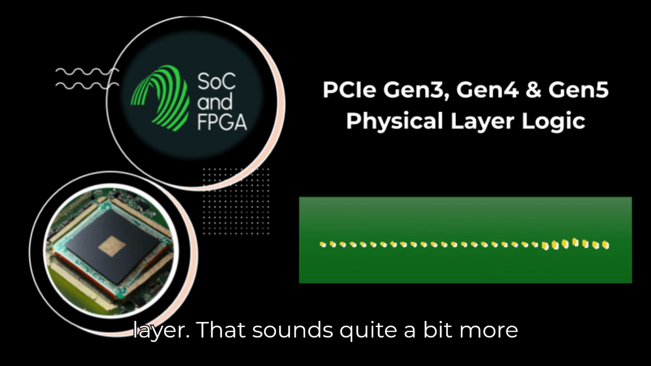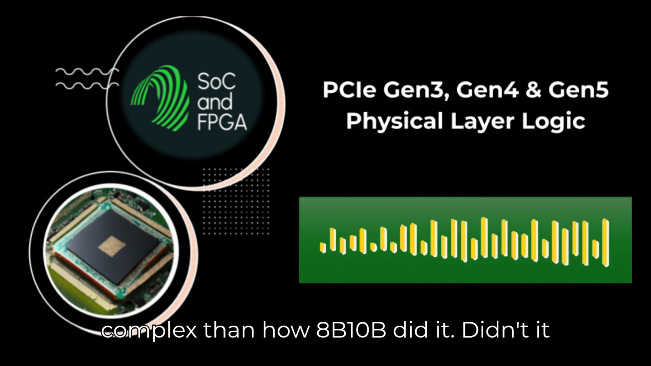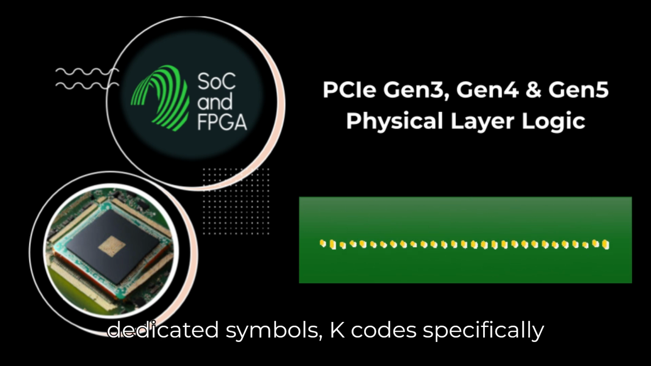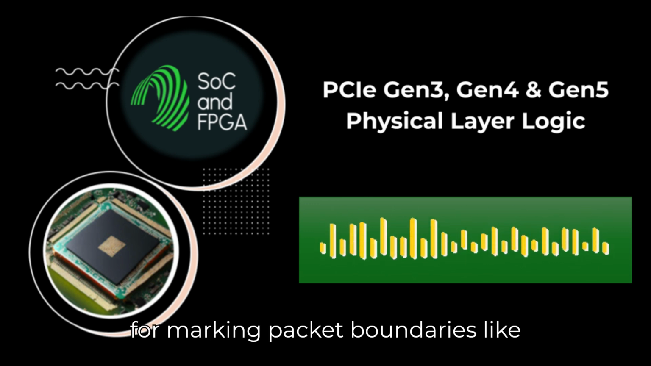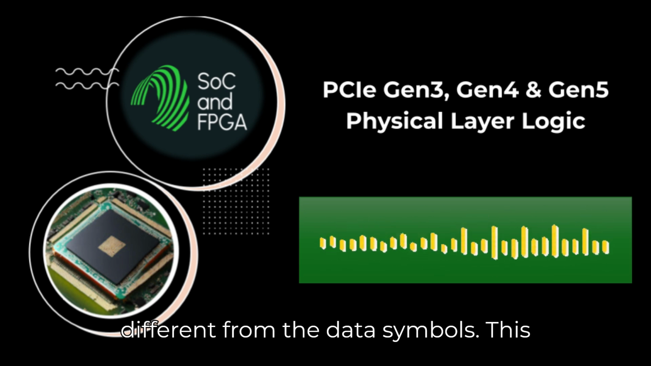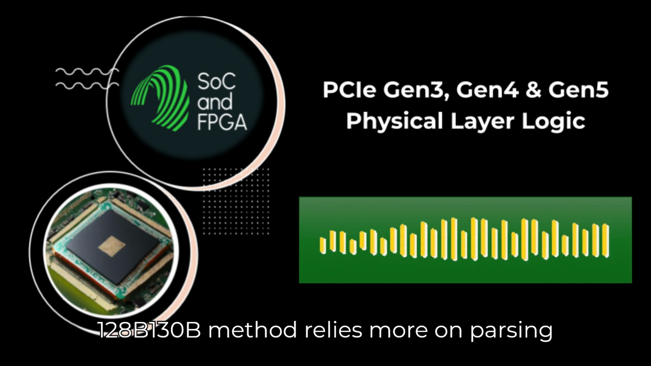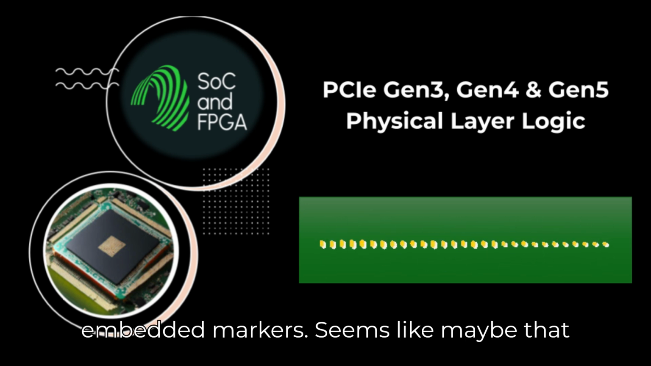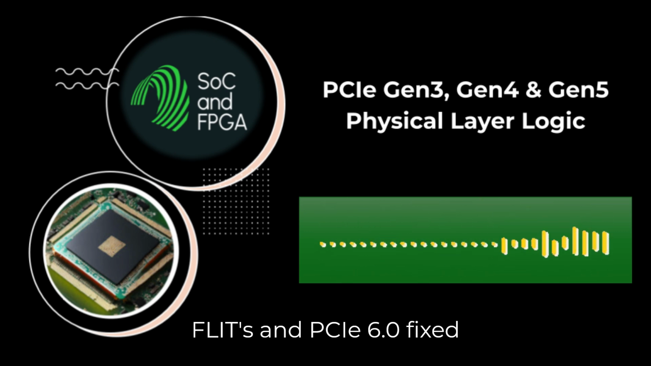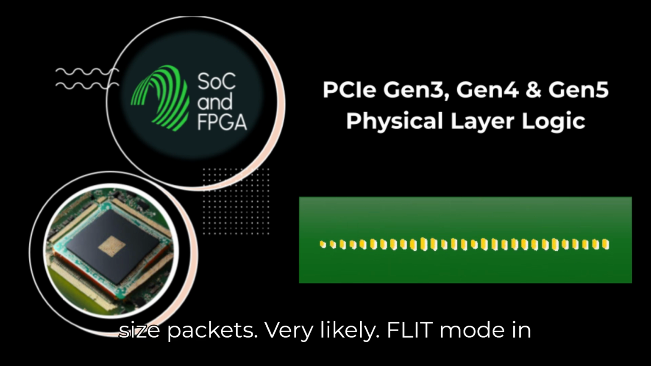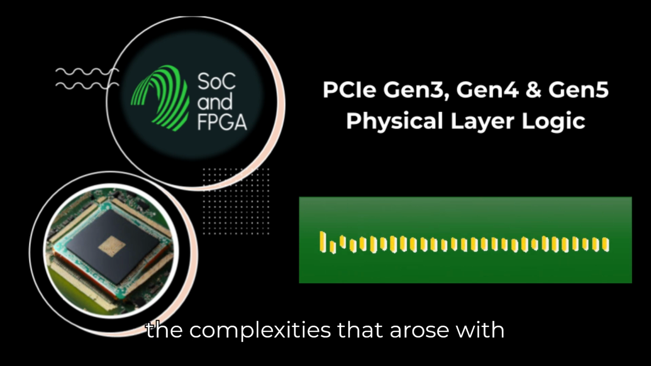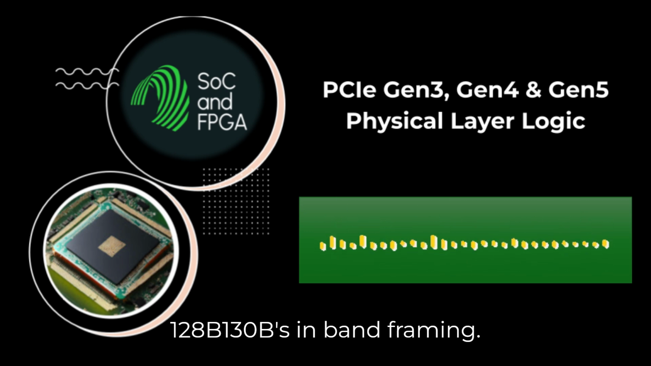That sounds quite a bit more complex than how 8B/10B did it. Didn't it use special K-codes that were distinct from data symbols? It did. 8B/10B had dedicated symbols, K-codes, specifically for marking packet boundaries like STP, END, etc. They were inherently different from the data symbols. This 128B/130B method relies more on parsing the descrambled data stream for these embedded markers. Seems like maybe that complexity was a factor in moving to FLITs and PCIe 6.0, fixed-size packets. Very likely. FLIT mode in Gen 6 simplifies framing and error handling quite a bit, partly addressing the complexities that arose with 128B/130B's in-band framing.